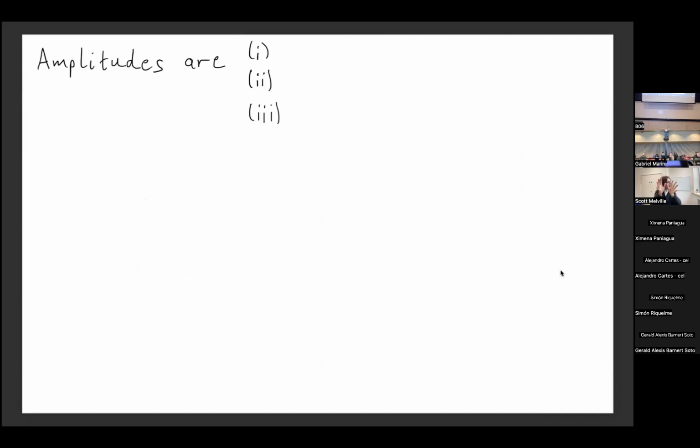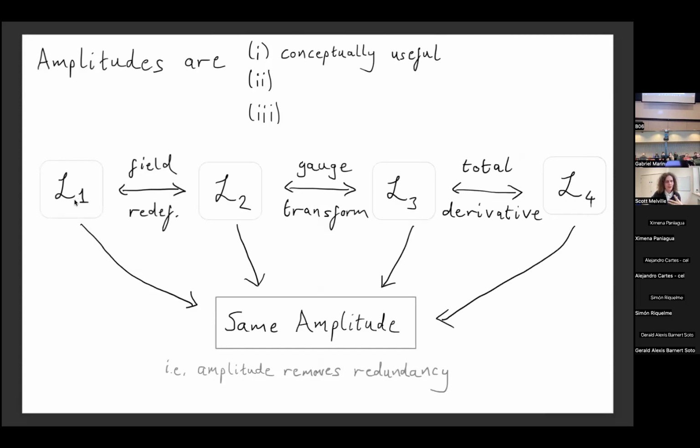All right, so why is that the dream? Why would I like to match up these two pictures? Well, amplitudes are very useful for a number of reasons, but let me give you the three top ones that are going to be relevant for this talk. The first reason that amplitudes are conceptually very useful is that if you're given, say, a Lagrangian, let's imagine I do something completely trivial to it, right?